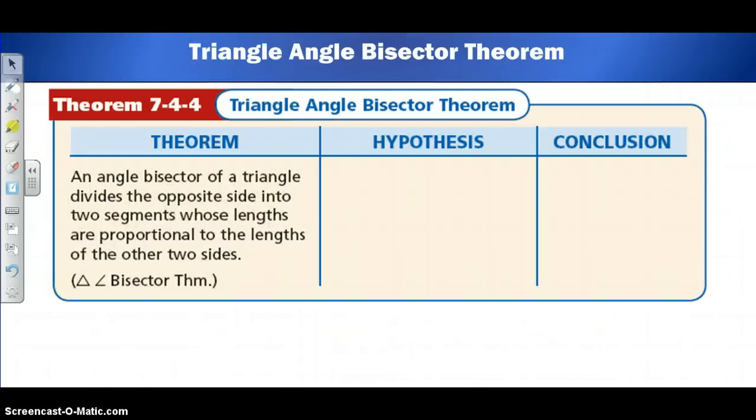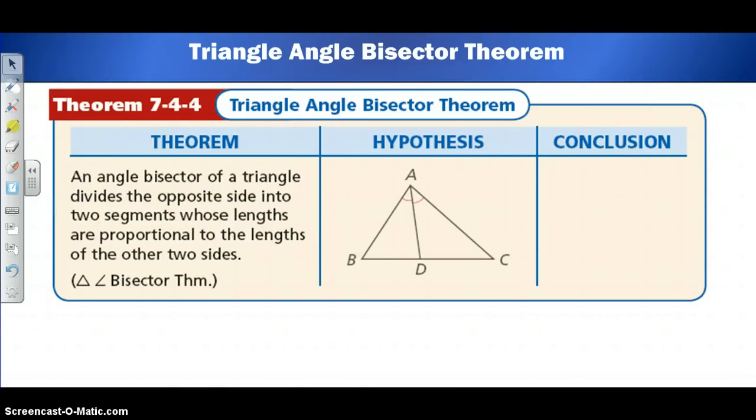Here we have another theorem. It says an angle bisector of a triangle divides the opposite side into two segments whose lengths are proportional to the lengths of the other two sides. Wow, that's really wordy. Let's see if we can take a look at a picture.